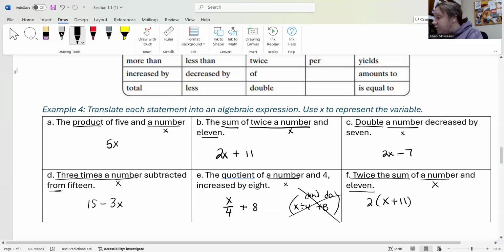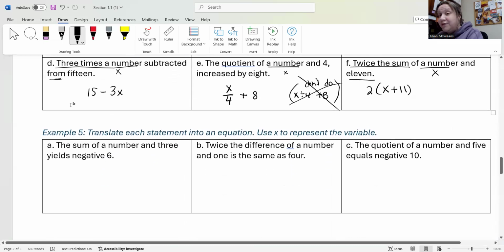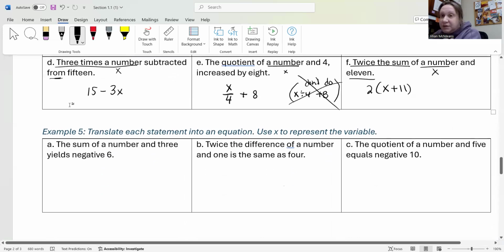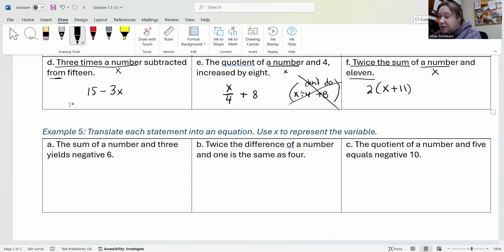Now for topic 4, we're also going to look at example 5. So example 5 is very similar, except in this case, we're going to be looking at equations. So example 5 says translate each statement into an equation. Use x to represent the variable. So what you're going to do with these examples is you're going to look for the word or phrase that would indicate equals. Everything before that is going to be the left-hand side of your equation. Everything after that word or phrase is going to be the right-hand side of your equation.